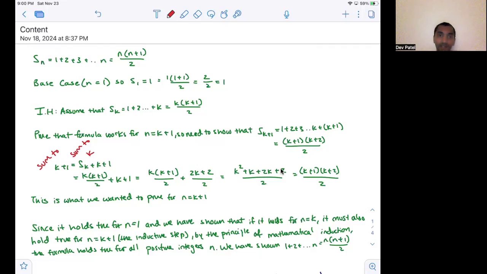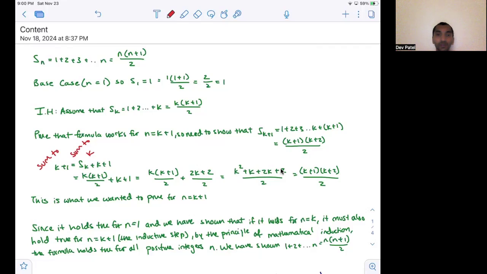And our inductive hypothesis is we're going to assume that for integers 1 to k, that this formula holds true. So for integers 1 plus 2 all the way to k is going to equal k times k plus 1 over 2. That's our inductive hypothesis. We're going to assume that that is true.